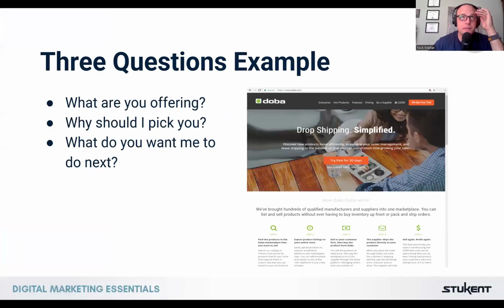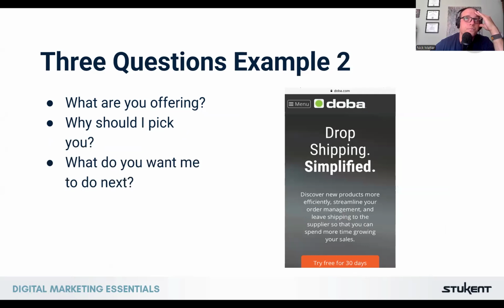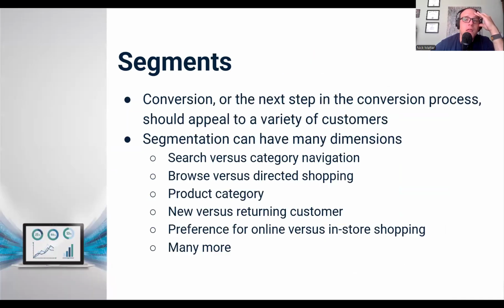When you're looking at something like this Doba, this drop shipping site, it's very clear. It's not the most usable example. They're not designed for usability, that's for sure. But they answer these questions. What are they offering? Clearly simple drop shipping. Why? That's right here, and there are all of these reasons down here. But then what do you want me to do next? Try free for 30 days. No credit card required. Same thing in mobile.